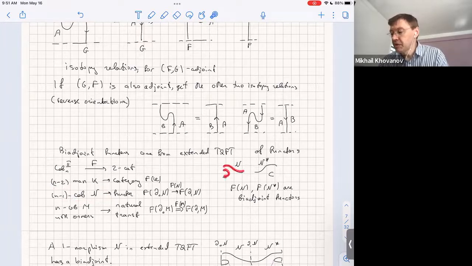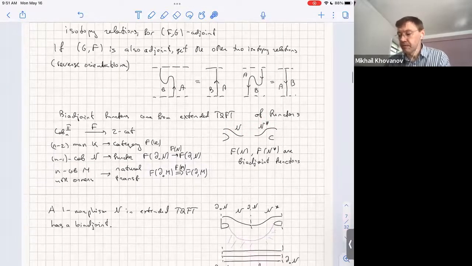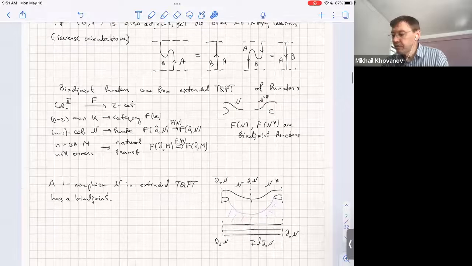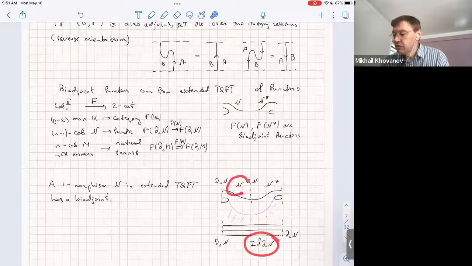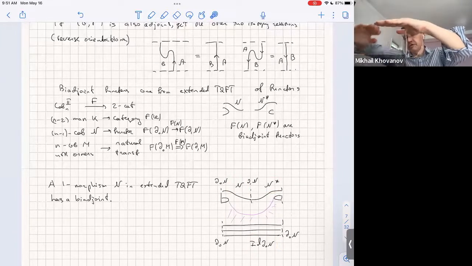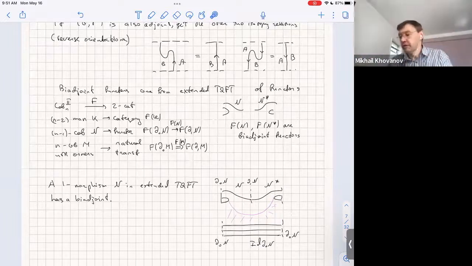Any n minus one cobordism can be reflected to go the other way, from n to n star, and then if you look at the n-cobordisms between these n minus one cobordisms, you'll actually find these four natural transformations and the relations on them. So, for instance, to build the map from identity to n composed with n star, you just take n times the interval and then stretch it, move it like this.